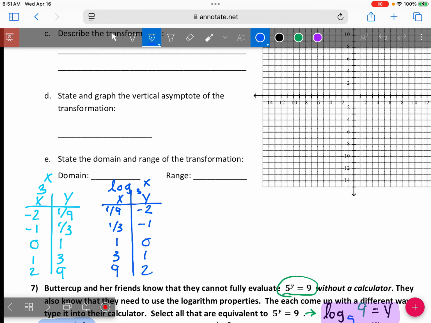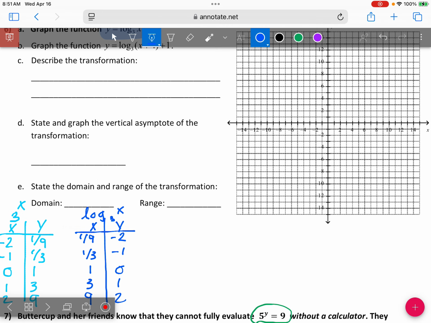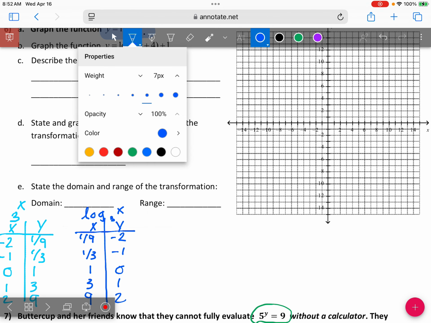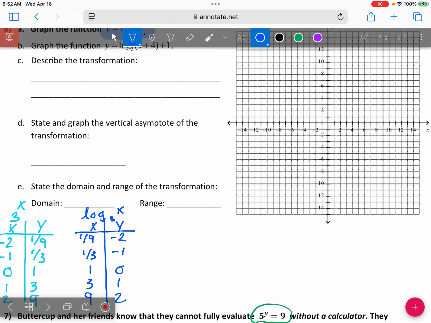On our parent function, our asymptotes are our x and y intercepts. So we just have to plot up these points. So we're going to have our 1/9, -2 gives us a point right there. 1/3, -1 is a point right here. 1, 0, 3, 1, and 9, 2. It looks kind of like this. We have an asymptote right on our y-axis, so I cannot crash through it. But our parent function kind of looks like this. This is what we start with.